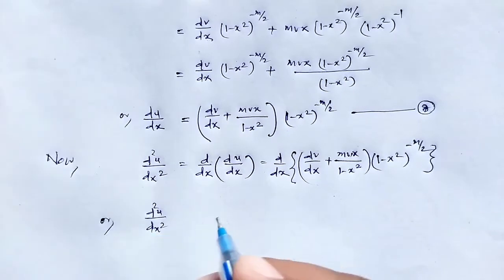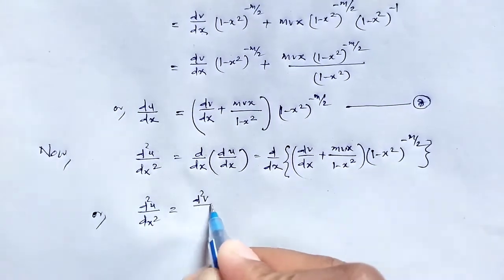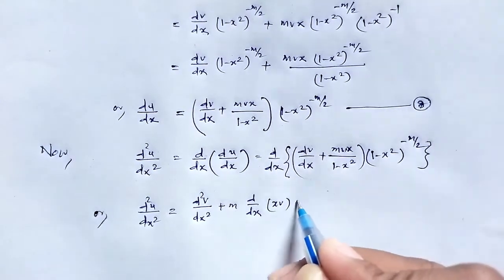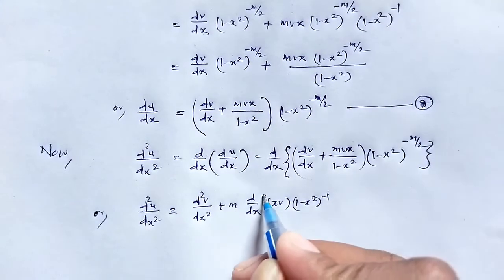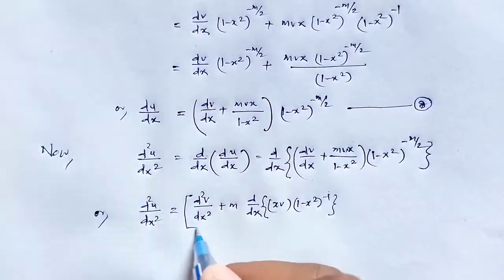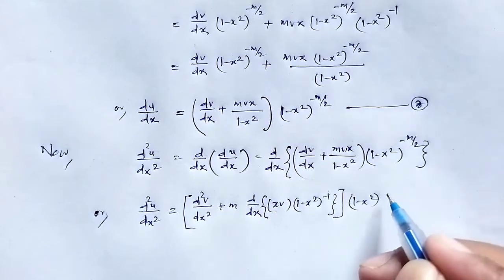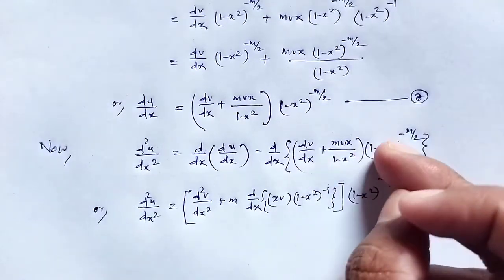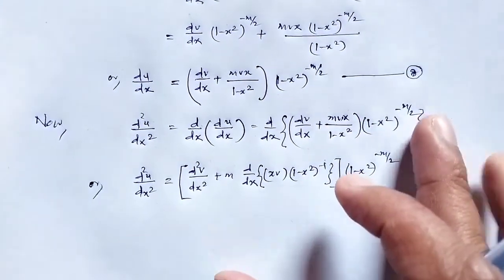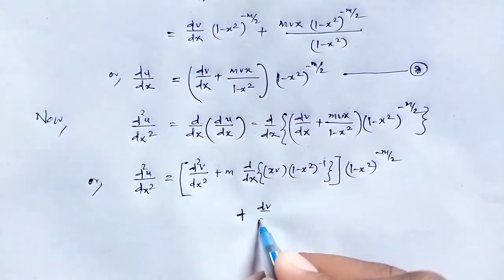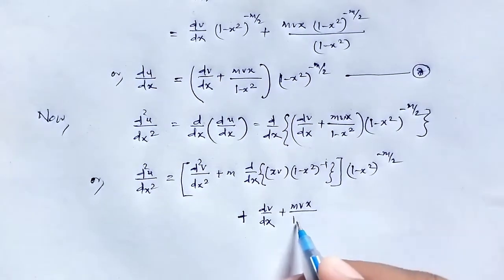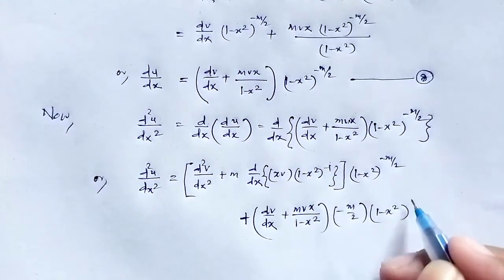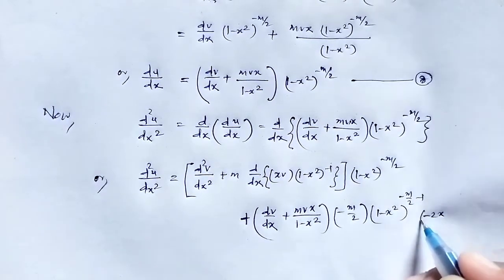Or d²u/dx² is equal to d²v/dx² plus m d/dx of xv (1 − x²)^(−1), then (1 − x²)^(−m/2). This is the differentiation: we treat it as one term and another term, plus dv/dx plus mvx divided by (1 − x²), times (1 − x²)^(−m/2 − 1) times (−2x).